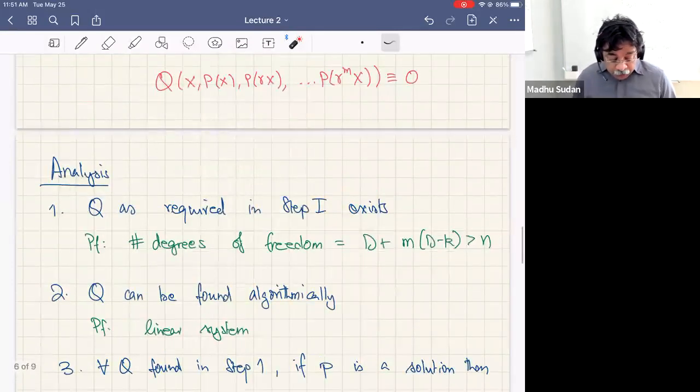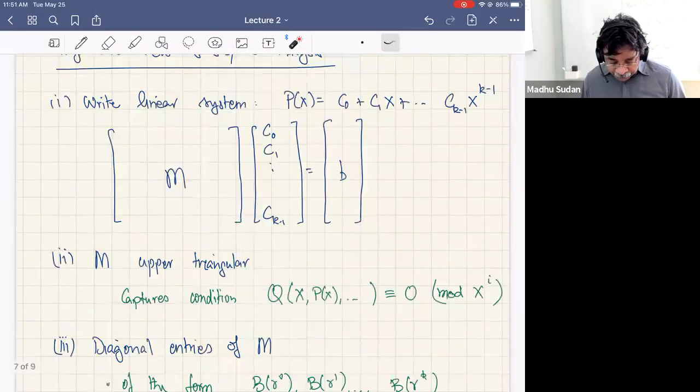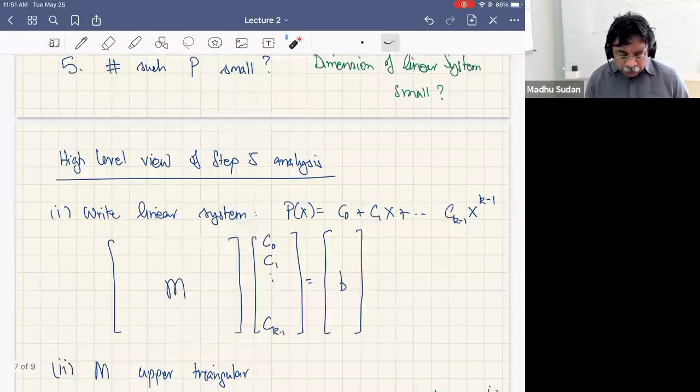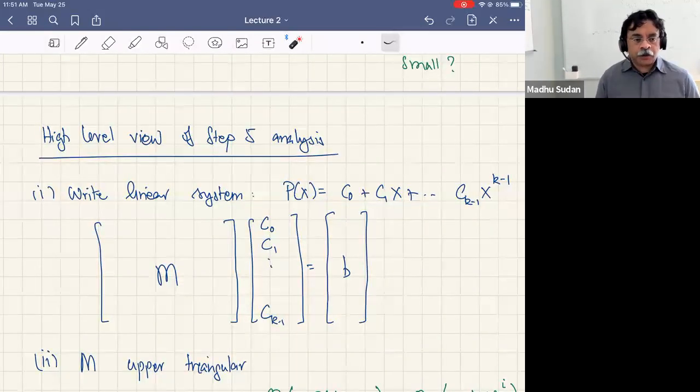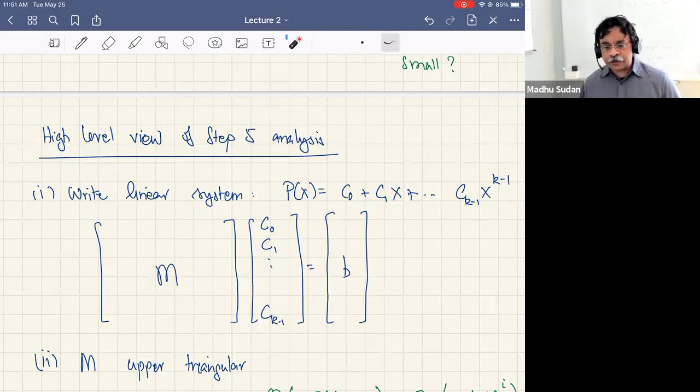All right, so now step 5. What are we going to do? This is the one step where I'm not going to do the full detailed analysis, but I'm going to give you enough so that if you have the patience, you should be able to go home and do the analysis yourself.